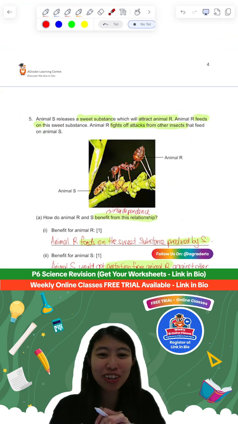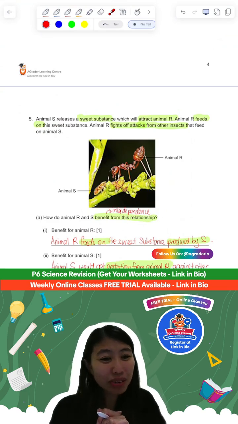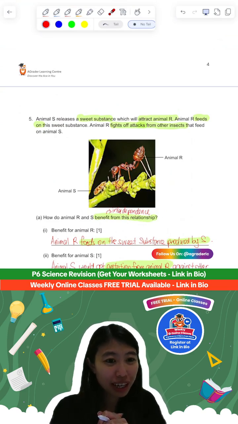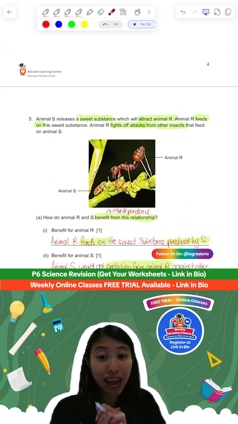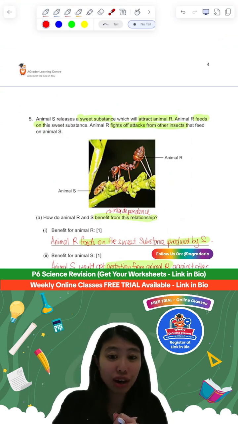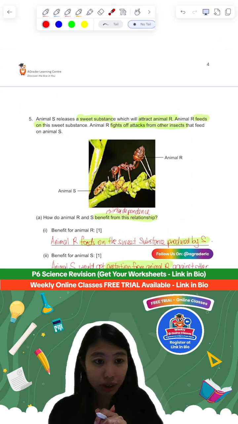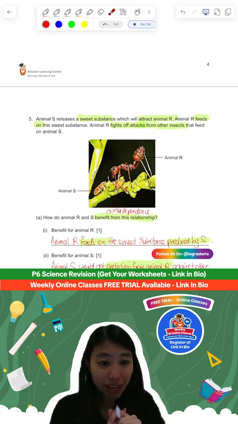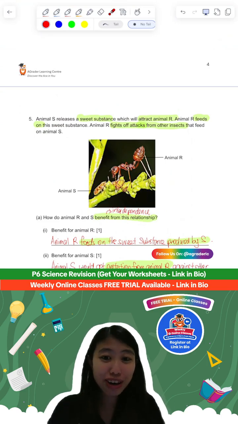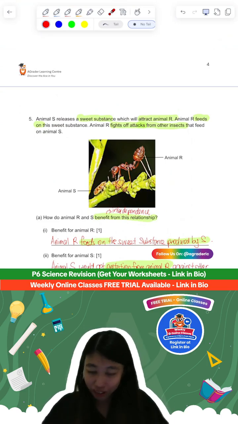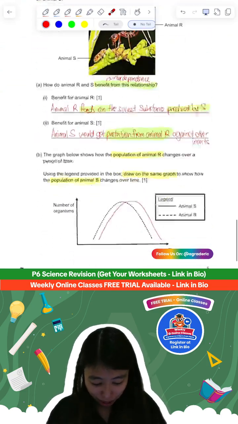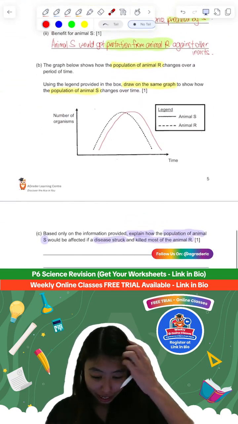It's okay, don't need to apologize. What do you think will happen to the population of S, everybody? R is protecting S, right? So if there are fewer R, what do you think will happen to S? Yes, S would decrease. Very good. A lot of you got the idea there already. So there will be fewer and fewer S, right?